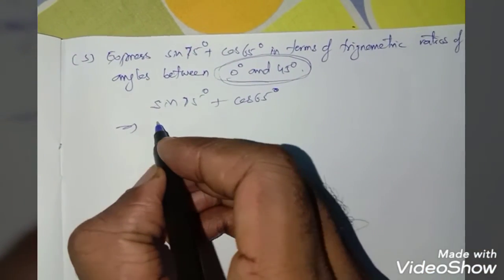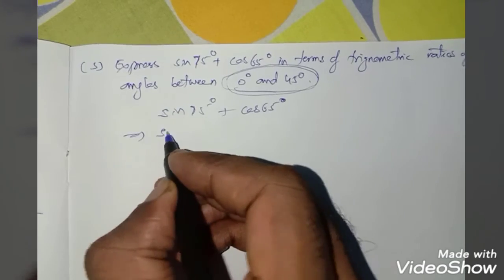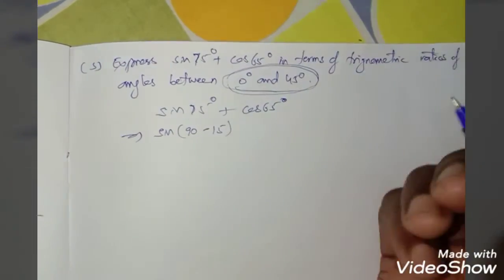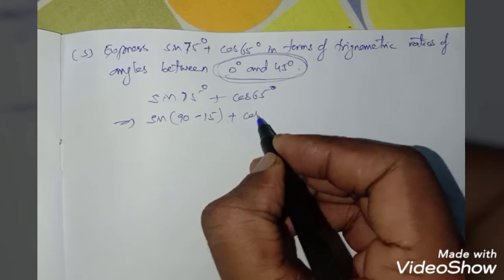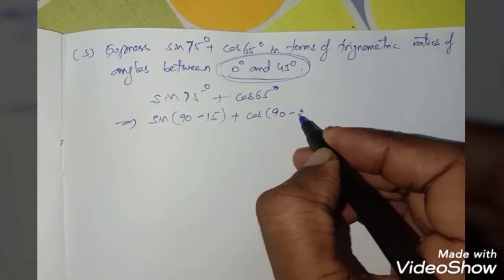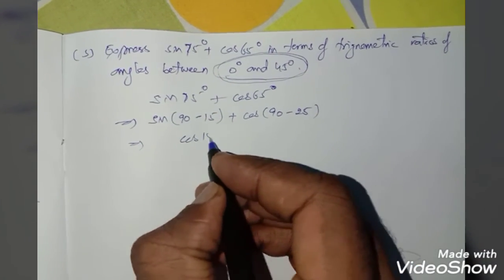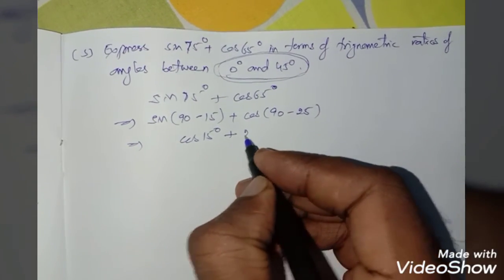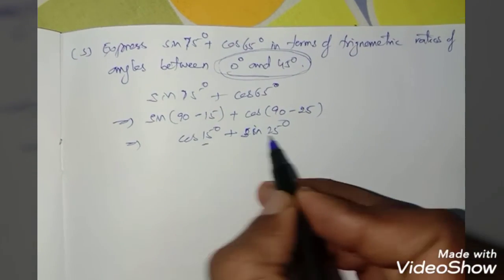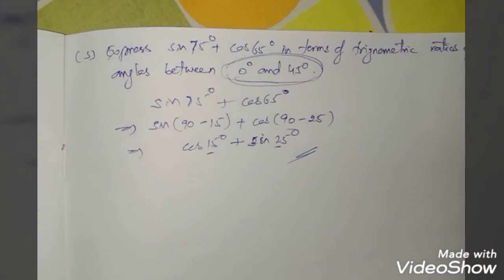So I can write sine 75 degrees as sine 90 minus 15 and cos 65 as cos 90 minus 25. Now sin 90 minus theta is cos theta and cos 90 minus theta is sin theta. Now see, the angles are between 0 and 45. So like this we are writing your answer.